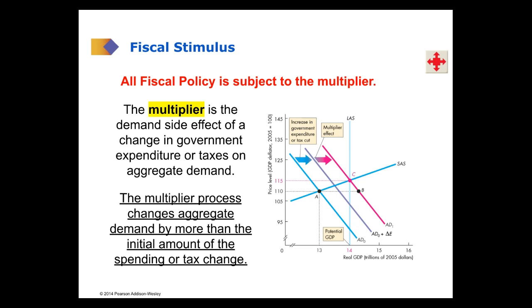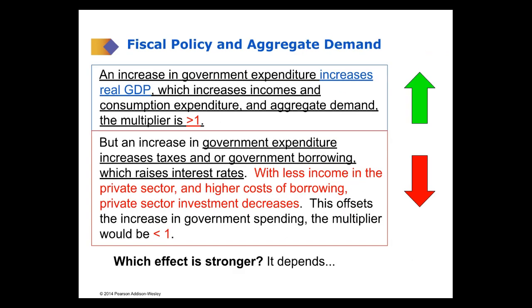And if you were to take a dollar out of the economy, you'd have more than the dollar coming out of the economy for the same reason. So the multiplier works in both directions. All fiscal policy, all spending and all taxes are subject to the multiplier. So we can see an example here.